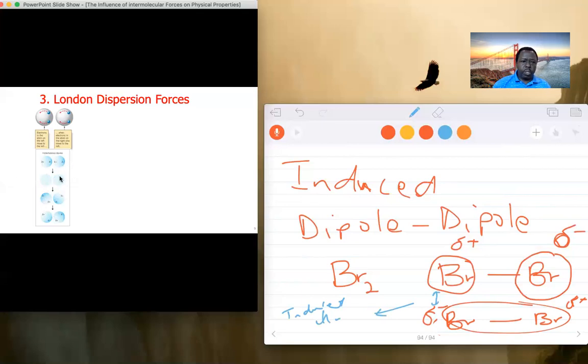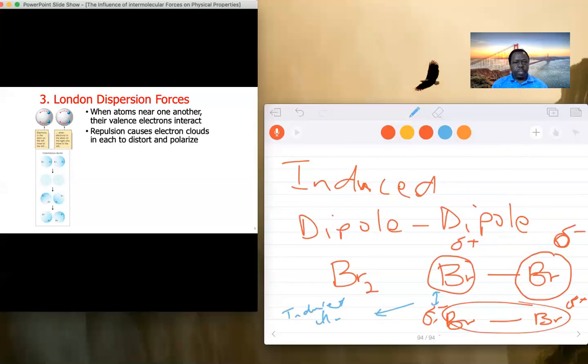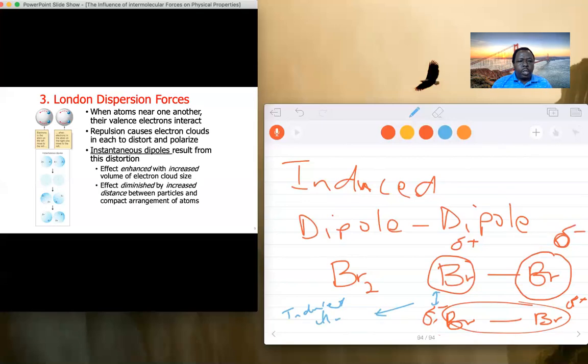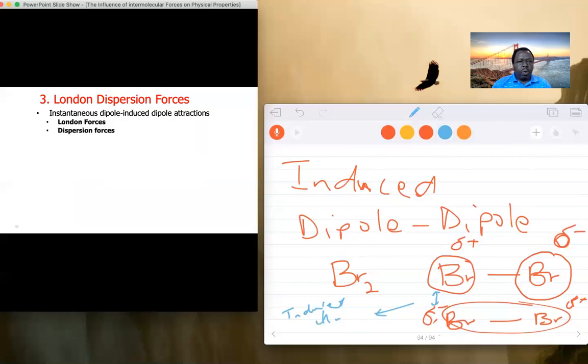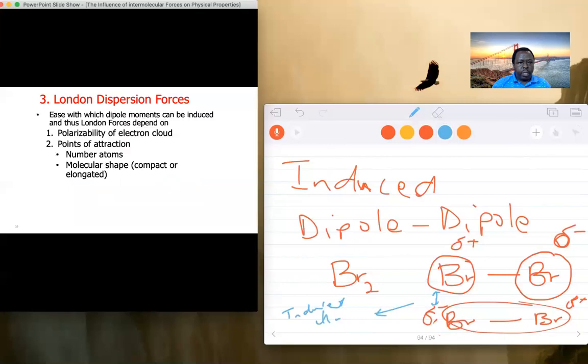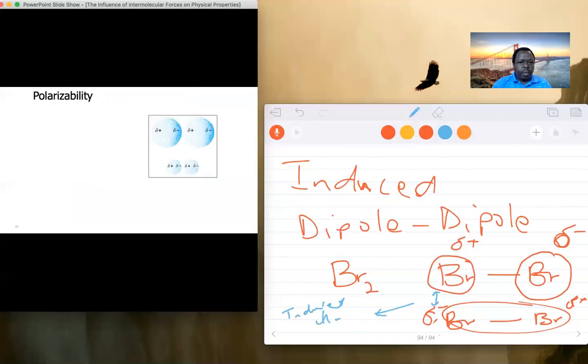You can see what is going on in London dispersion forces. If they are equal, there is equal sharing of electrons, but at some point there might be delocalization of electrons. This type of force is virtually present in all substances. It is present in all molecules, so it operates in all of them.